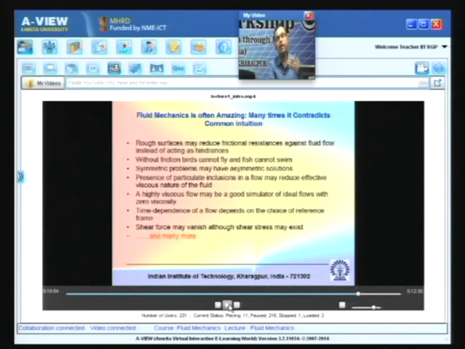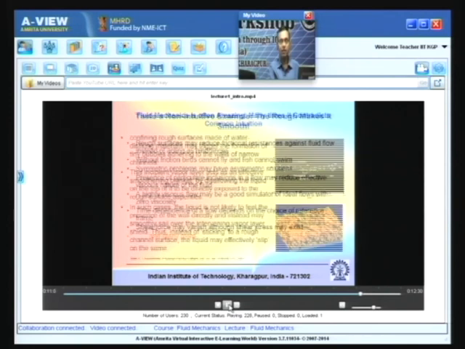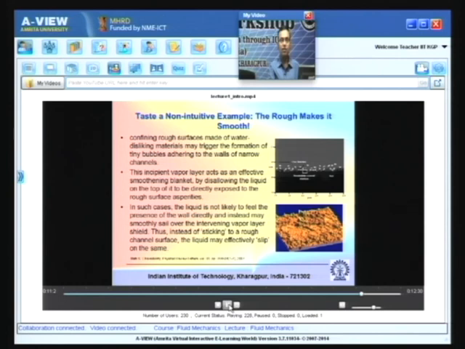but the study of fluid mechanics reveals that these are indeed valid statements, not just fictitious statements. Because of lack of time we will not go into the details of all of them, but maybe I will come to one example to demonstrate that rough surfaces may reduce frictional resistance against fluid flow instead of acting as hindrances. So, we call this "the rough makes it smooth."